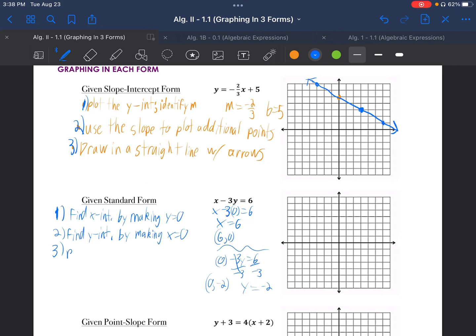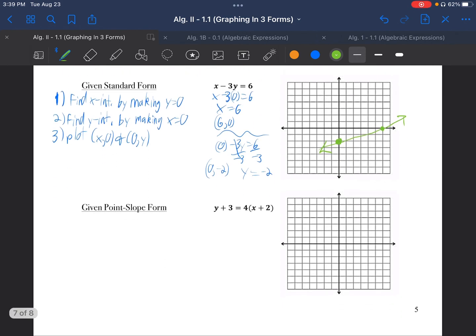Now you're going to plot the intercepts. So plot (x, 0), your x-intercept, and (0, y), your y-intercept. So as I go to plot those, my (x, 0) is (6, 0), so 6 to the right. And my (0, y) is (0, -2), so just 2 down. That was a really bad line even for me. Okay, that was probably about as good as I'll get.